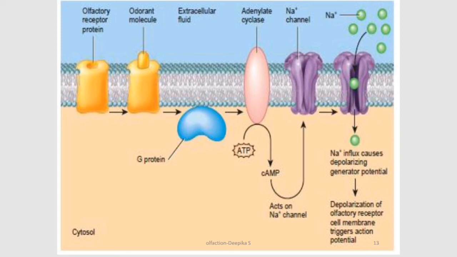The odorant molecule attaches to a receptor protein which is present in the cell membrane of the receptor cell. The olfactory receptor protein is coupled to a membrane protein called a G protein, which in turn activates the enzyme adenylyl cyclase. It results in production of cyclic adenosine monophosphate, that is cAMP. So this cAMP leads to opening of the sodium channel in the membrane. As a result, there will be influx of sodium ions leading to depolarization in the receptor cell. This depolarization triggers an action potential in the olfactory nerve.